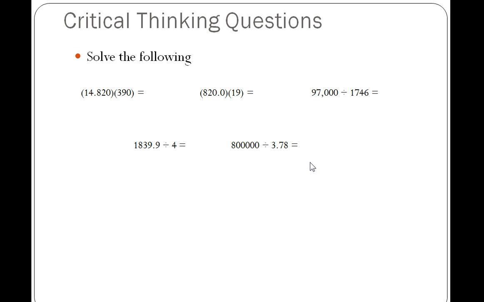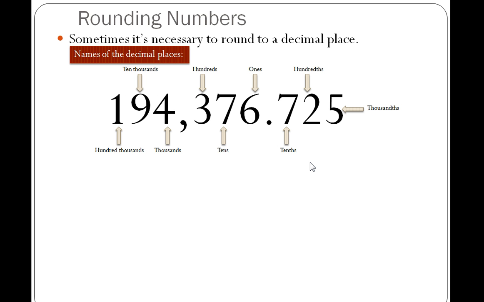Some critical thinking questions. You have 2 sig figs, 2 sig figs as well, 2 sig figs as well, 1 sig fig, and 1 sig fig as well. Rounding numbers, sometimes it's necessary to round to a decimal place. So here are the names of the decimal places.